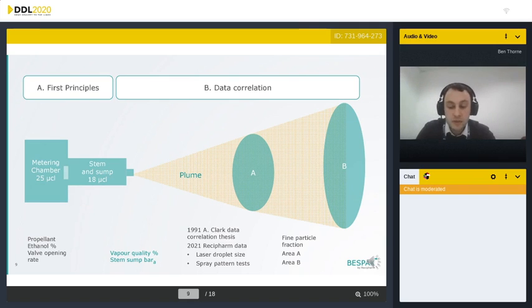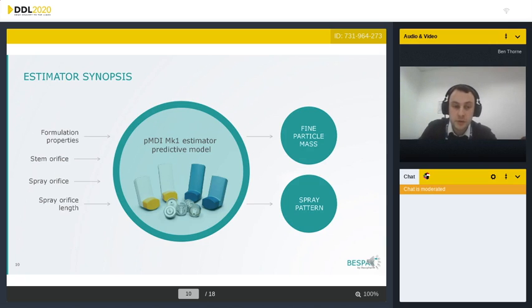So the model carries out a mass and enthalpy balance across the entire device system, and this yields the vapor quality, or the vapor mass fraction, and the vapor pressure in the stem and the sump. And these two variables are inputs for Clark's formula, which I'll show on the next slide, which provide the mass median diameter of the aerosol at the orifice exit. Recipharm have got a new study underway at the moment, varying orifice diameters, sump, and various other aspects of geometry, the propellant type, and the ethanol ratio. And the output from this will verify our model and allow correlation as well. So in summary, the estimator model takes the four main inputs on the left there and yields the customer required information on the right-hand side of the box there.